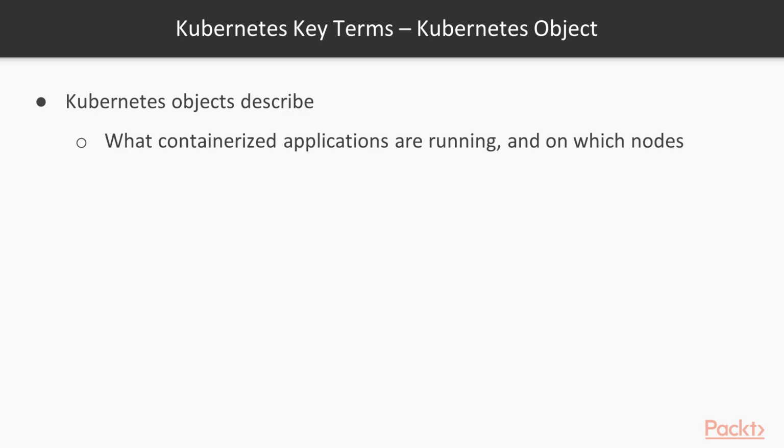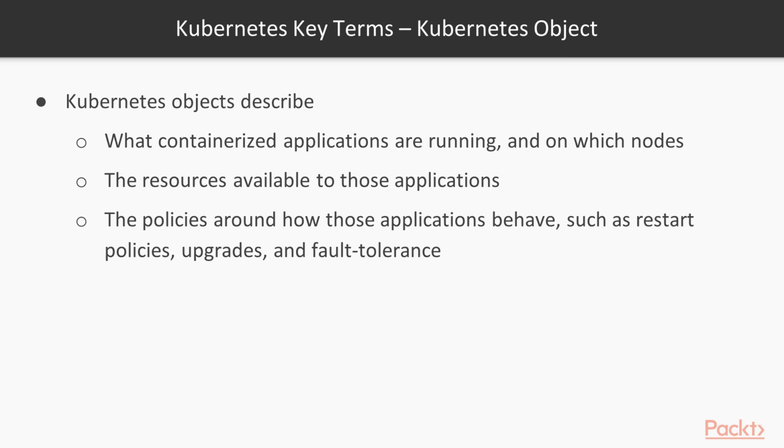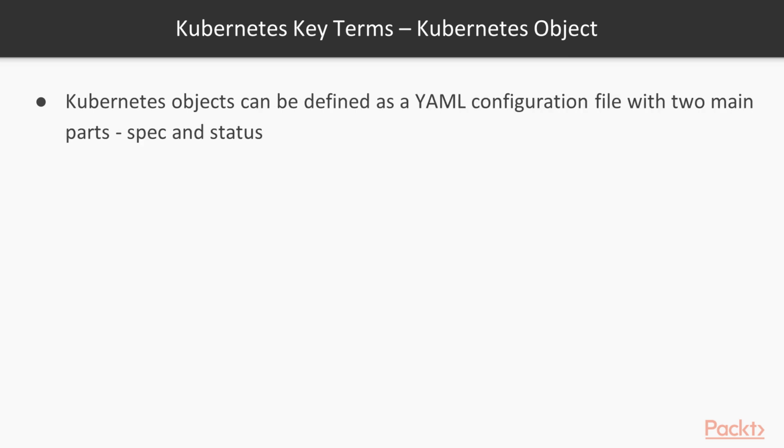So Kubernetes objects describe what containerized applications are running and on which nodes, the resources available to those applications, and the policies around how those applications behave, such as restart policies, upgrades, and fault tolerance. Kubernetes objects can be defined as a YAML configuration file with two main parts. They have a spec and a status.